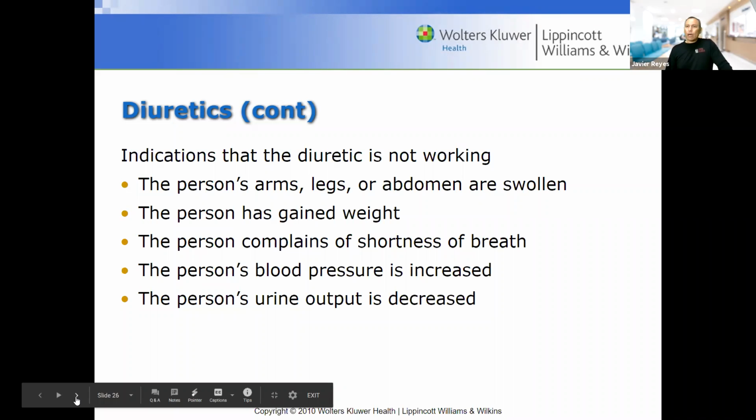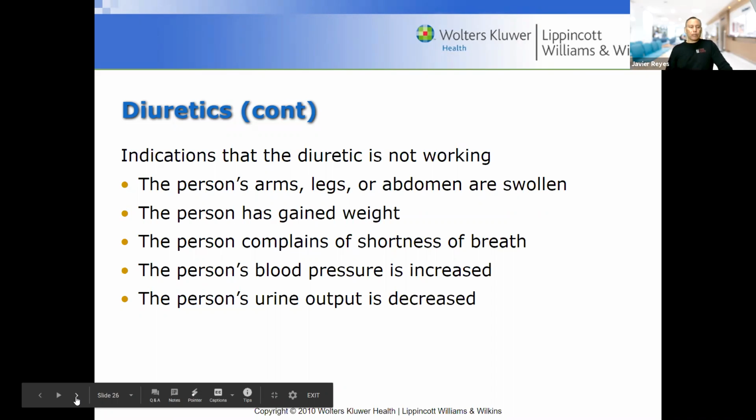Indication that the diuretic is not working. Obviously, if it's not working, the swelling does not go away, the edema, the excess fluid in their lower extremities does not go away. So they build up this excess fluid in their body, right? And it starts to go into the lungs, and it gets really complicated. The blood pressure goes up, the urine is decreased. It's very obvious when a person's diuretic is not working.